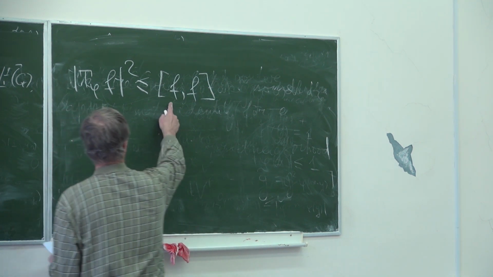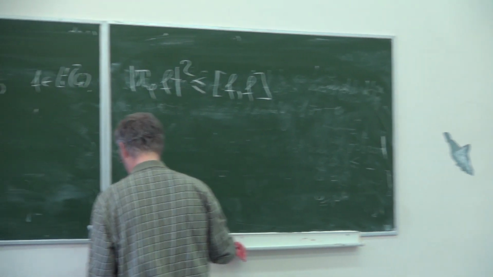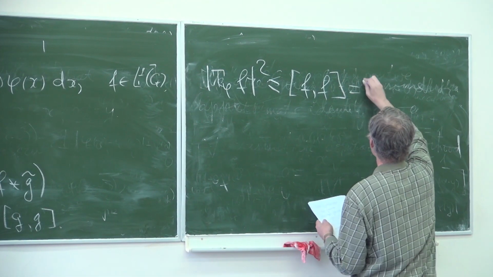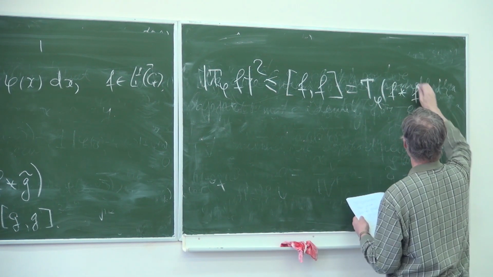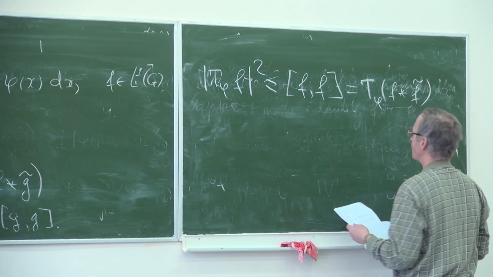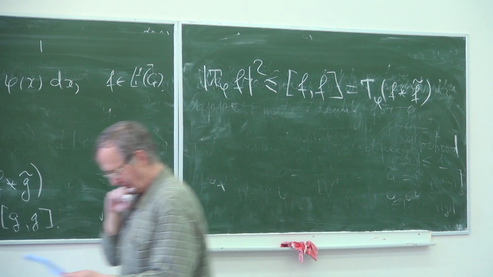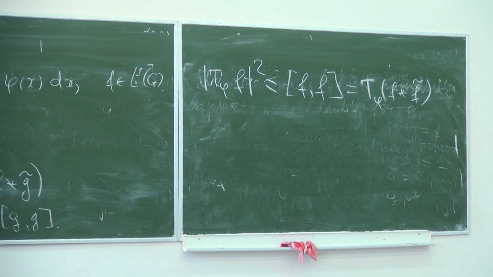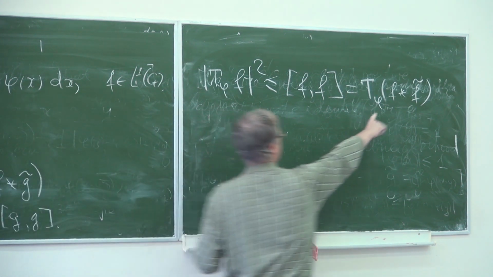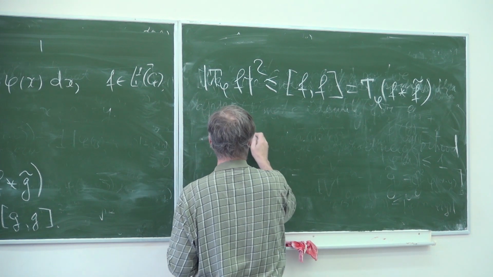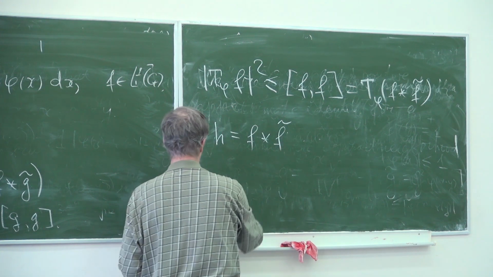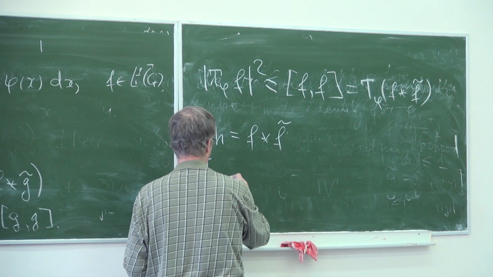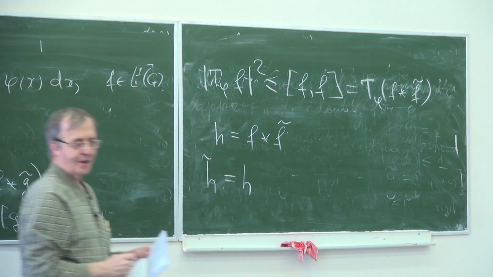Well, and what is that? I remind you that this is T phi of f convolved with f tilde. So we have this inequality. But now consider this function h equal to this convolution. Let h be f convolved with f tilde. Well, first I claim that if I take tilde of h, then I obtain h.